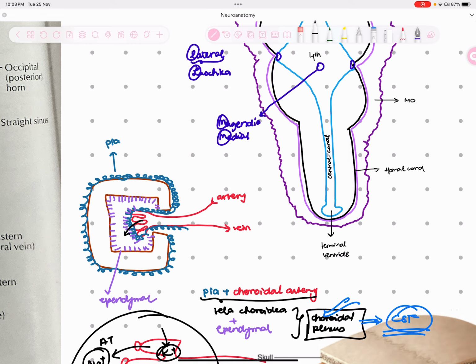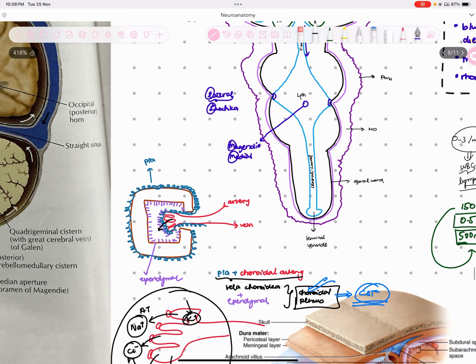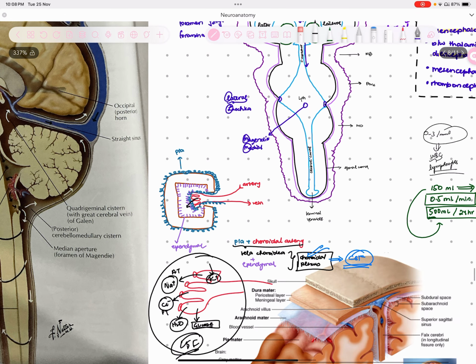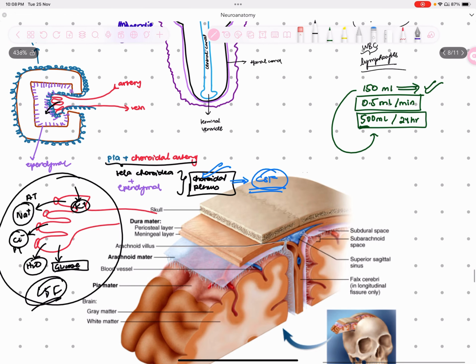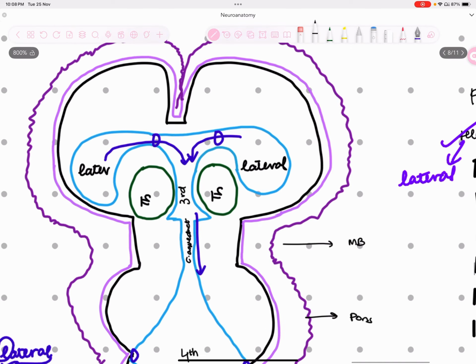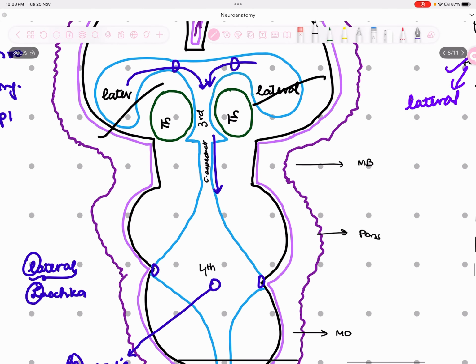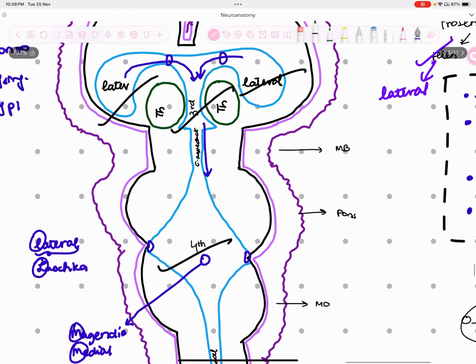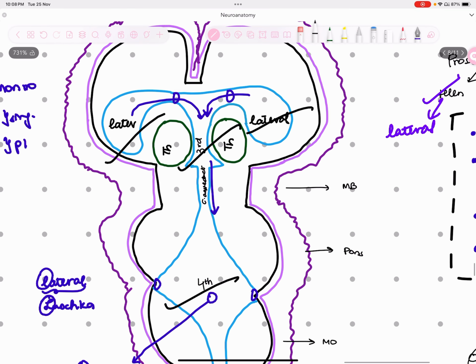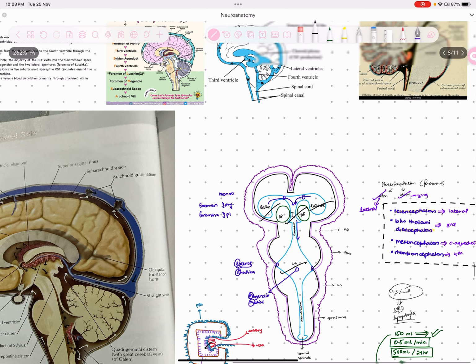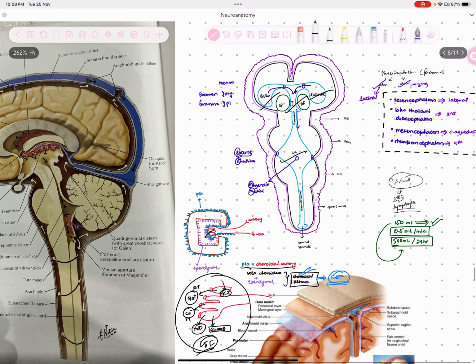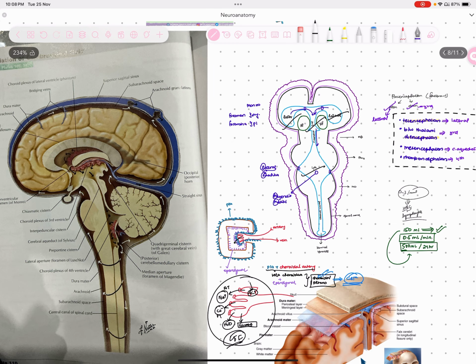And where is CSF produced? Where is it stored? It's stored in the ventricles, the fluid-filled cavities. And how many fluid-filled cavities have we studied? There are two lateral, one third ventricle, which is between the thalami in the diencephalon, and one is the fourth ventricle, which is in the rhombencephalon, and the lateral is in the telencephalon. Right. So yes, that being said, now very important.